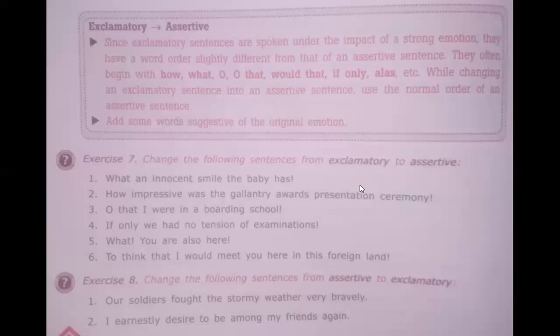That's absolutely correct. Ria, repeat once again. Listen, everyone carefully. She's speaking the correct answer. How bravely our soldiers fought the stormy weather! Yes, after weather you will put an exclamation mark. This will make the sentence exclamatory. Absolutely correct answer given by Ria. So let's go to the next sentence.